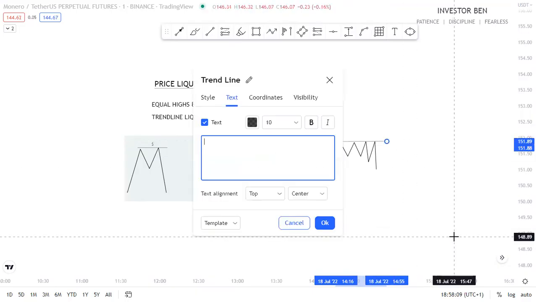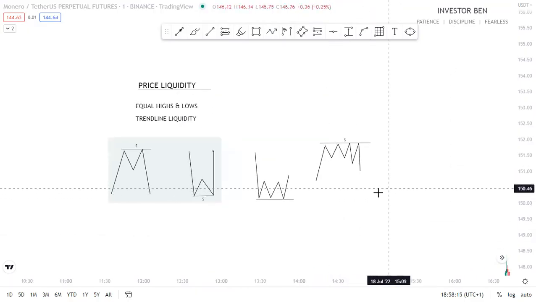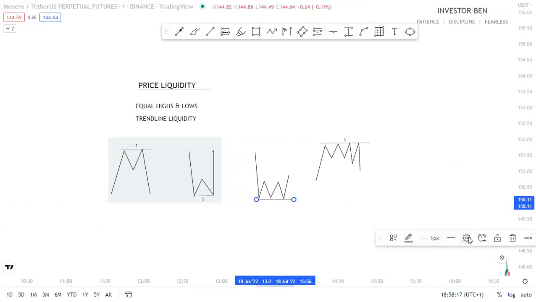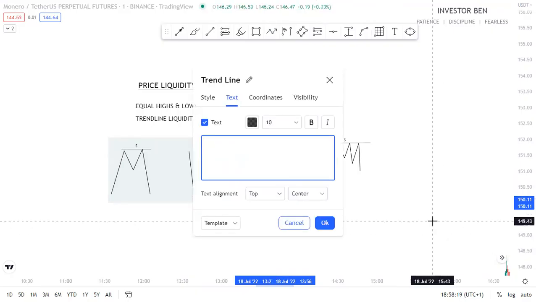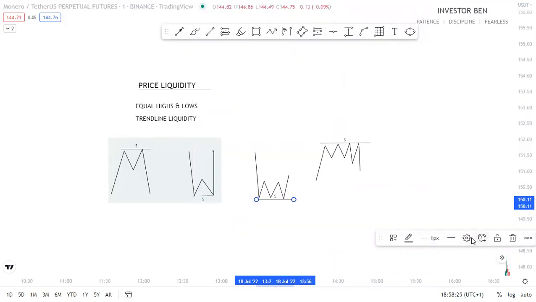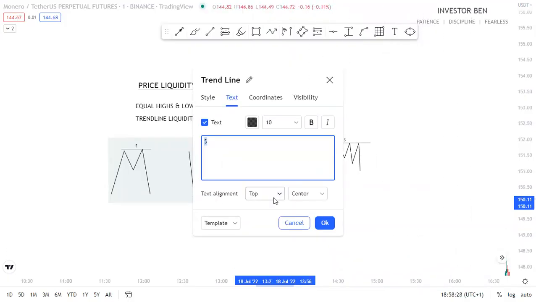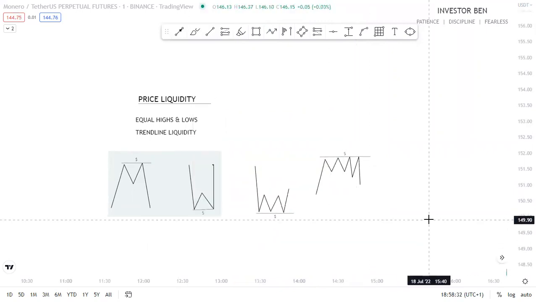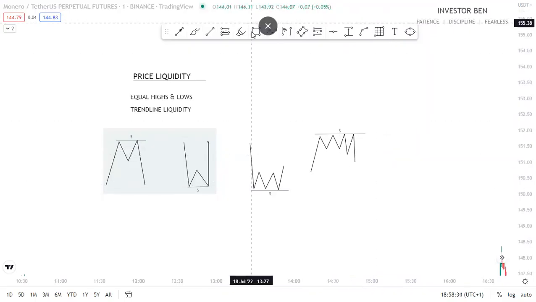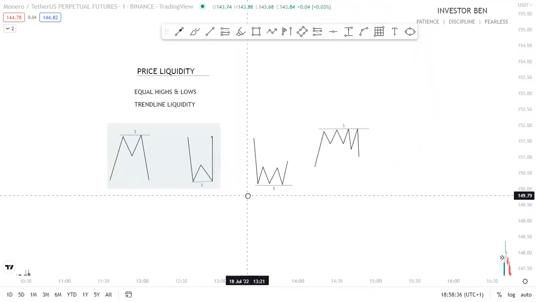You have to be very mindful when trading the financial market, because if you trade against liquidity, there are higher chances of being taken out of the market. Rest assured, there are several chances of being kicked out of the market if you try to trade against price liquidity levels. Now, this is me explaining equal highs and lows liquidity.